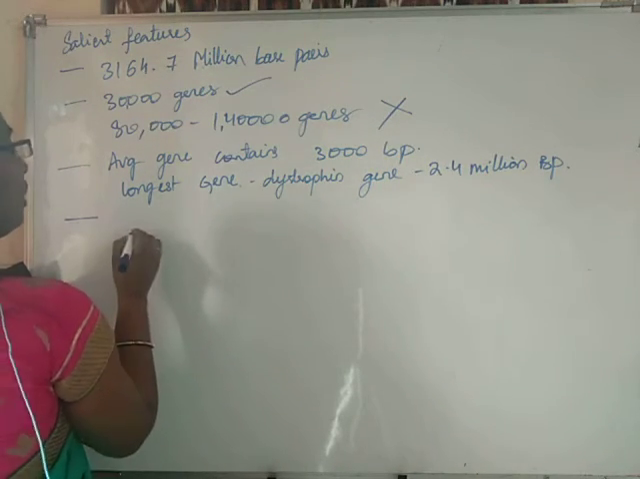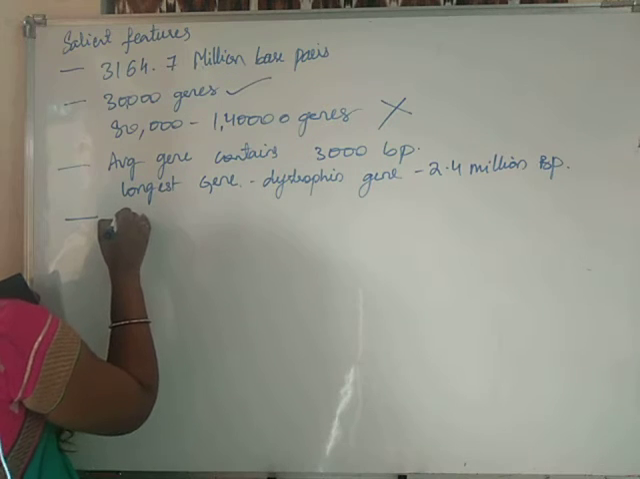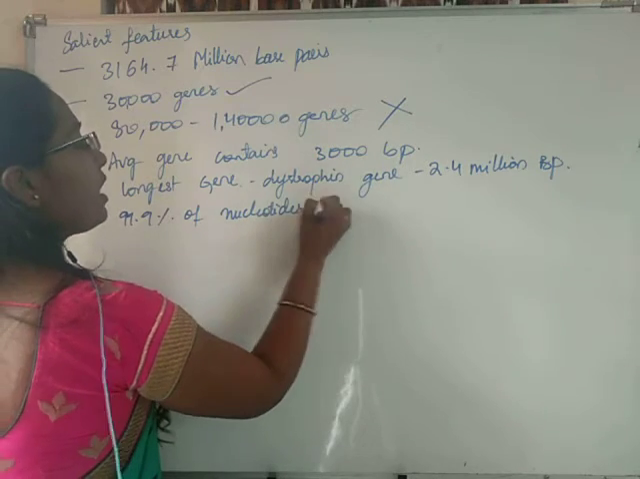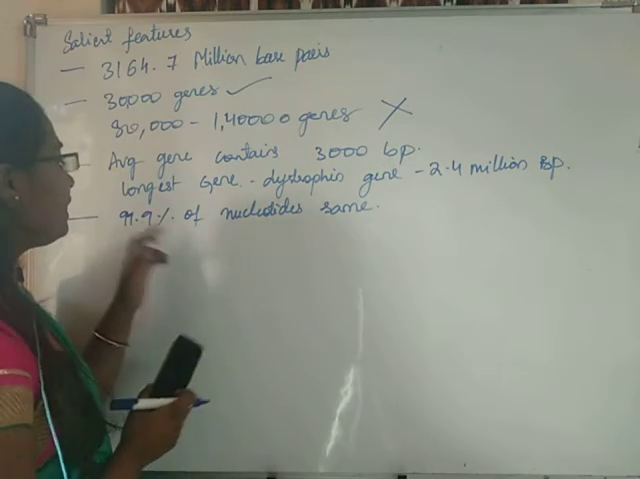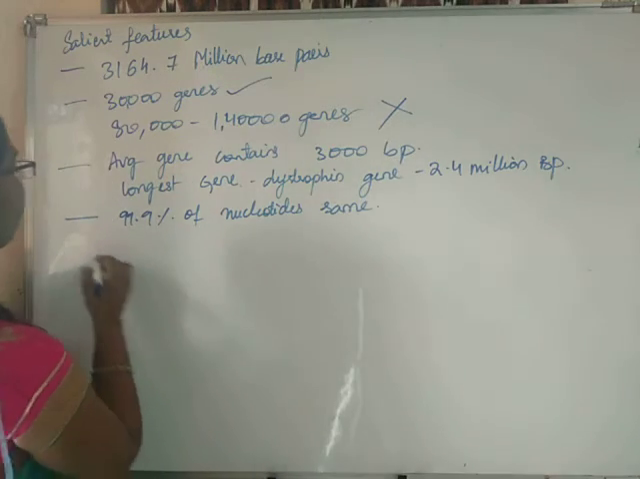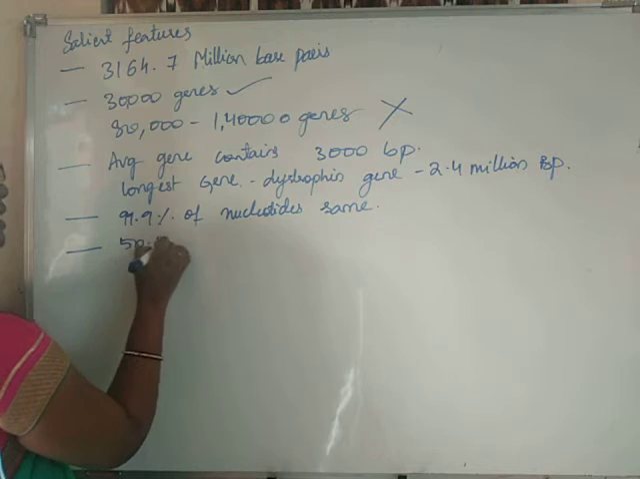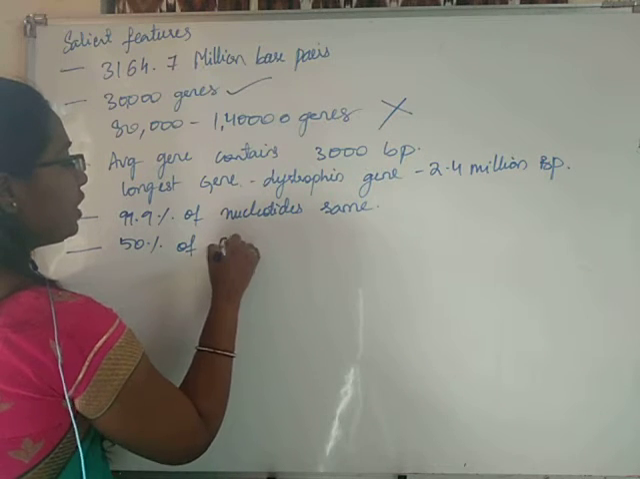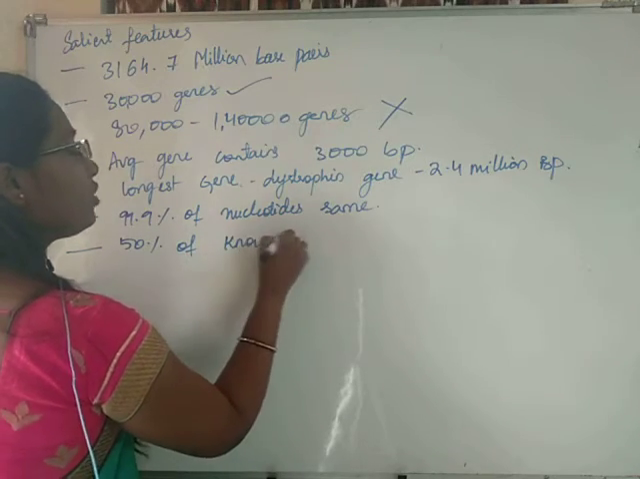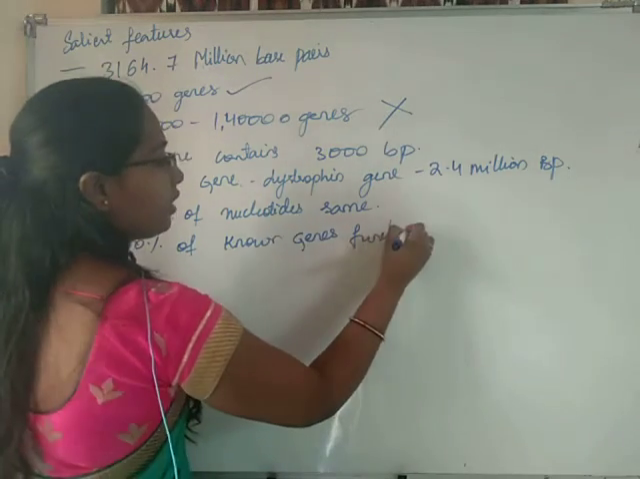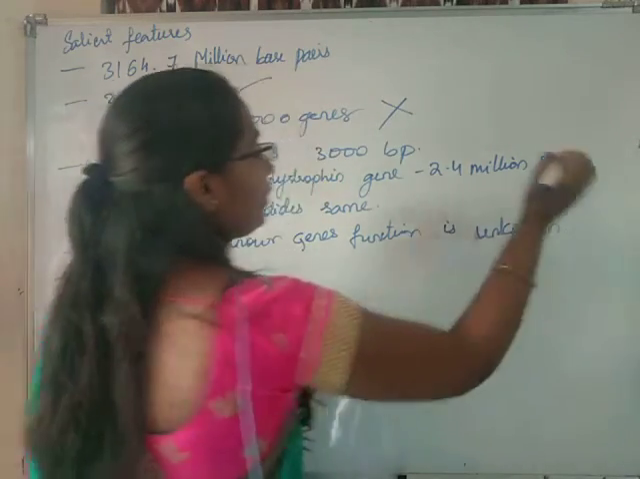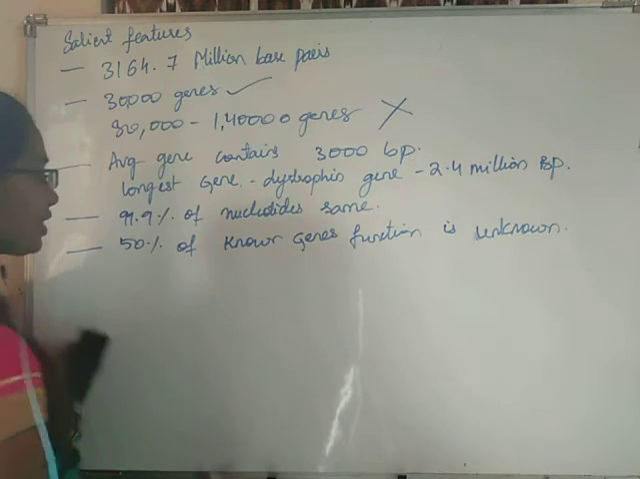And you know students, nearly 99.9% of the nucleotides are the same in all people. Also, 50% of the known genes' function is not known to us, it is unknown.